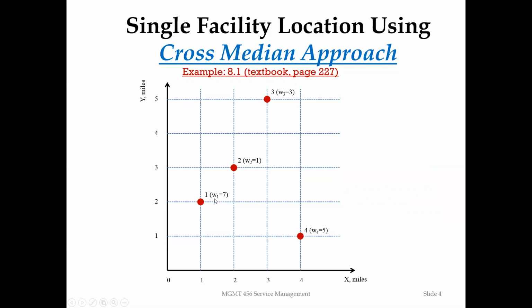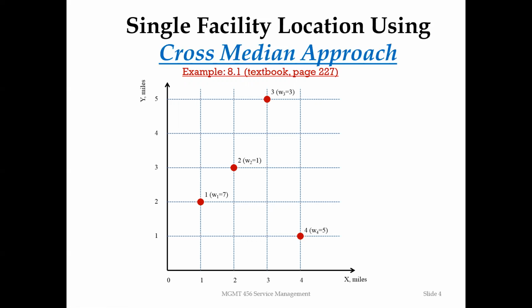For each city, you see the weight, W1, W2, W3, W4. The weight measures the importance of that particular city. You can view weight as, for example, population. For city 1, the population is 7,000 people. For city 2, the population is 1,000 people. City 3, population 3,000 people. City 4, population is 5,000 people. So the weight measures how important each city, or each customer location, is.